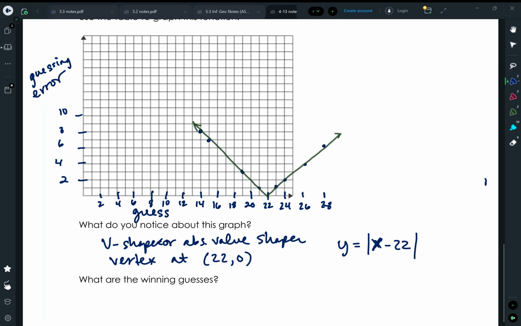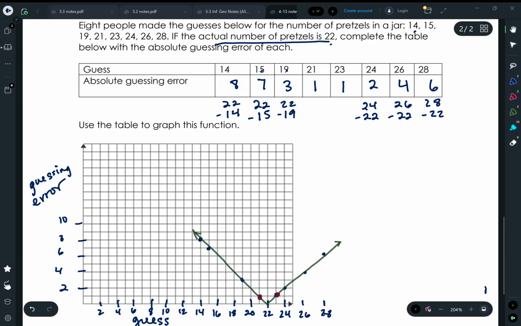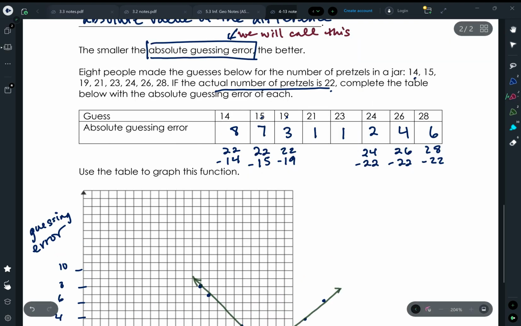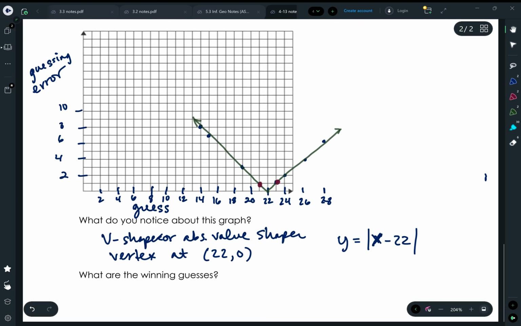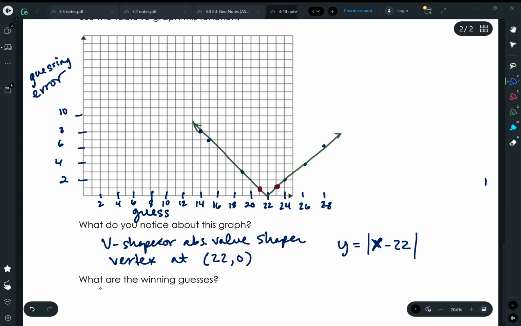What are the winning guesses? Well, the winning guesses would be the ones that are closest. So that would be this point here and this point here. On the table, they were the ones that were only 1 away. So our winning guesses would be the 21 and the 23.